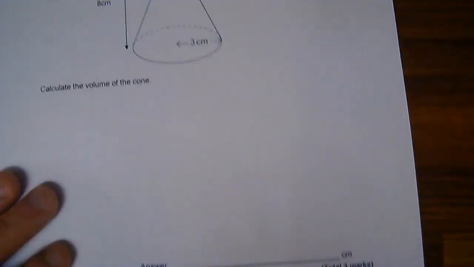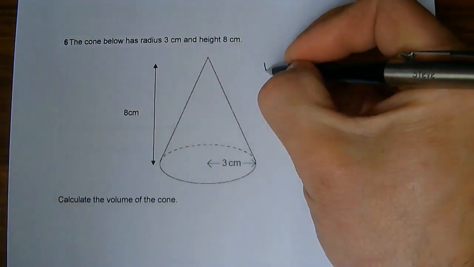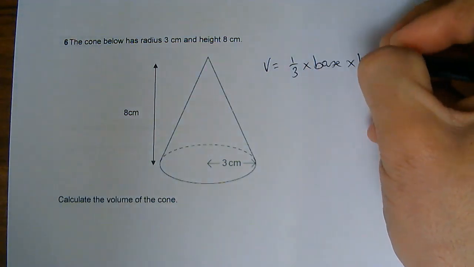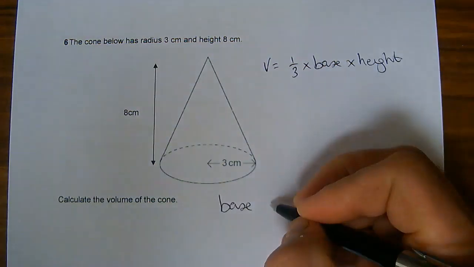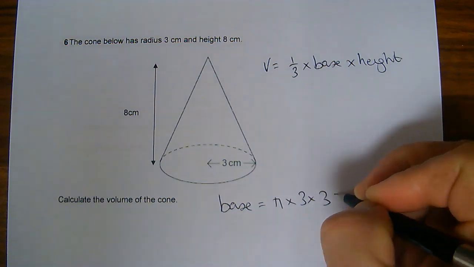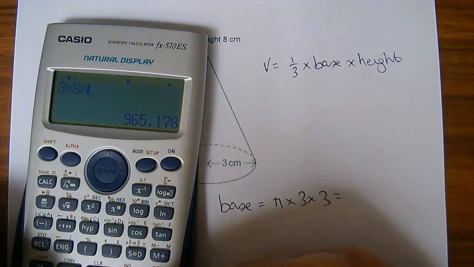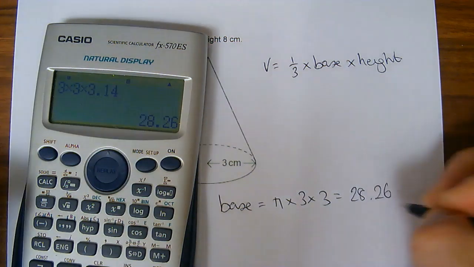Question number 6. I've got a cone. Calculate the volume of a cone. Well, remember the volume of a cone is 1/3 times the base times the height. So let's do the base first. So the base is a circle, so it's pi r squared. So pi times 3 times 3. Type that into my calculator. 3 times 3 times pi gives me 28.26.